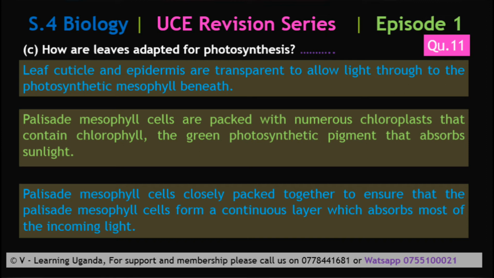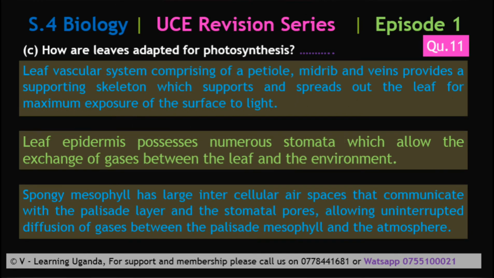The palisade mesophyll cells are also closely packed together to ensure that they form a continuous layer which absorbs most of the incoming light. That's a very good adaptation that we need to consider. We also look at the leaf vascular system, comprising the petiole, midrib, and veins. These provide a supporting skeleton which supports and spreads out the leaf for maximum exposure of the surface to light.